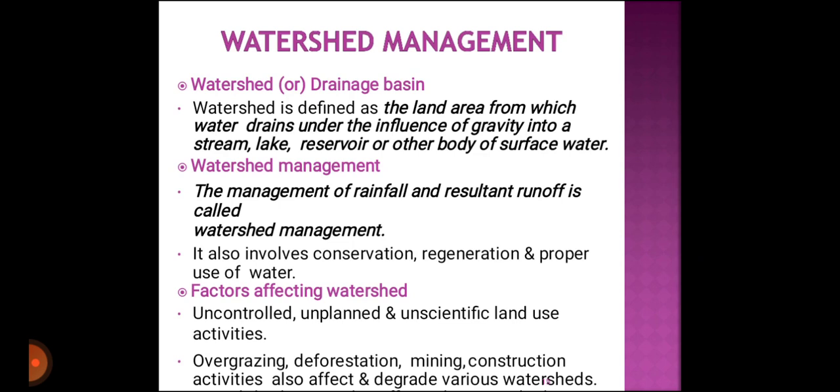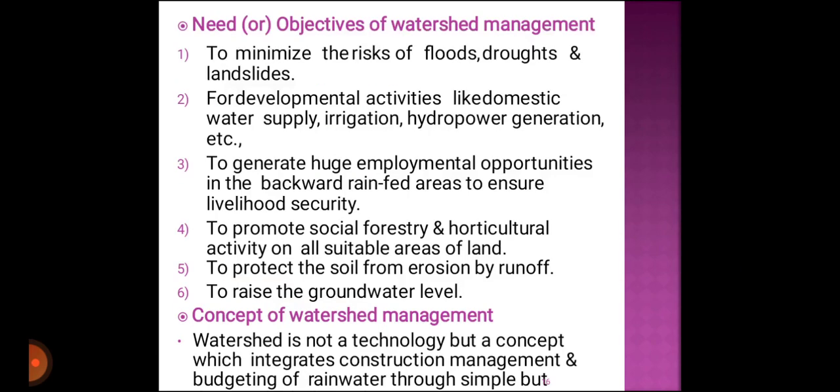The need or objectives of watershed management. What are the objectives? To minimize the risk of flood, drought and landslides. So mainly to avoid the flood, drought and landslides. To maintain the watershed. Then for developmental activities like domestic water supply, irrigation, hydropower generation also include into the objectives of watershed management.